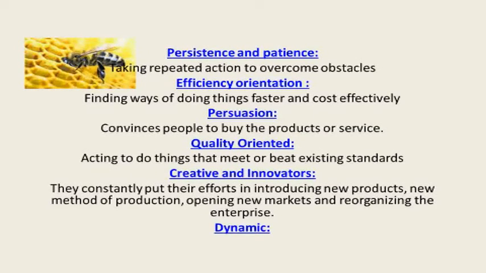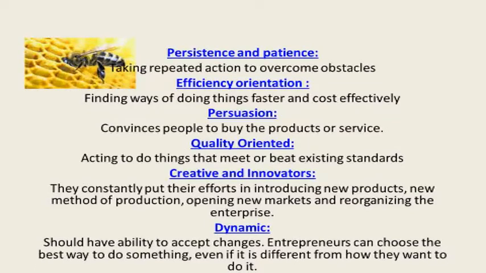Another characteristic is dynamic. They change. They don't sit down and say things will happen. They change. If technology changes, they will change with it. They should have the ability to accept changes. An entrepreneur can choose the best way to do something, even if it's different from how they want to do it. Sometimes we are compelled by situations or maybe technology changes to change to a certain way of operation. An entrepreneur should be able to accommodate changes that come along, so that they can have a wide range of operation.